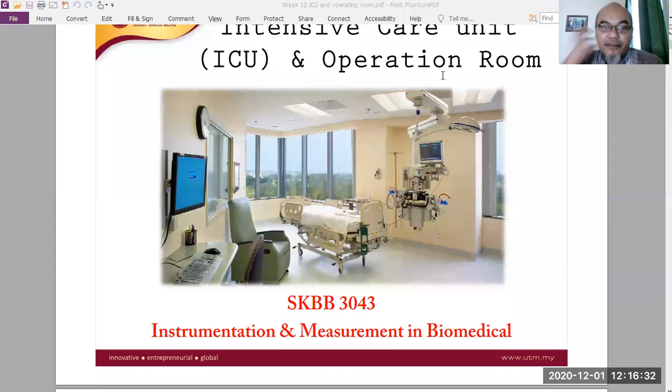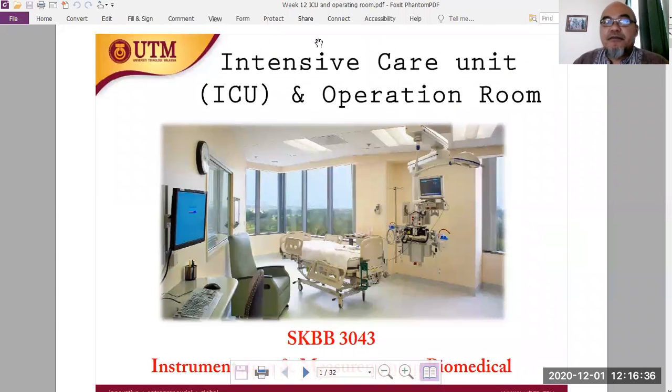Yeah, and this is quite important, important parts of instrumentation in the biomedical world. As you know, for example, when people are in critical condition, like when they have heart failure or respiratory failure, they need to be supported by other devices in order to maintain their physiological function and physiological systems.